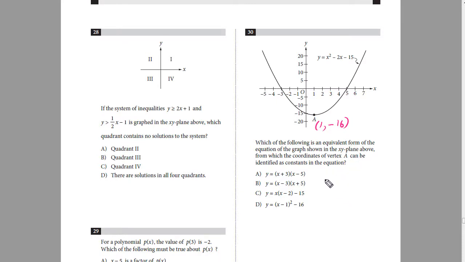So the standard equation for the quadratic function is like this: y is equal to x minus h square plus k, where h represents the x coordinate and k represents the y coordinate. Now when we look at all these equations, although when we solve them it will become equal to x square minus 2x minus 15, the equation that can be used to identify the coordinates of the vertex will be equation D, because when we compare the standard equation with equation D, this one is the h, that is the x coordinate, and this negative 16 is the k, that is the y coordinate. Alright, so option D is the correct option.